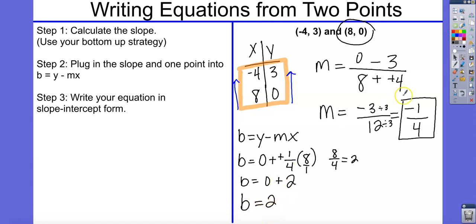And then all we're left with now is writing the equation. Y equals mx plus b. So y equals -1/4 x plus, because this time the y-intercept is positive, 2.